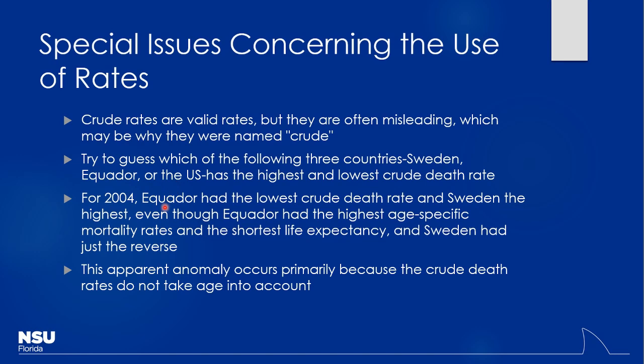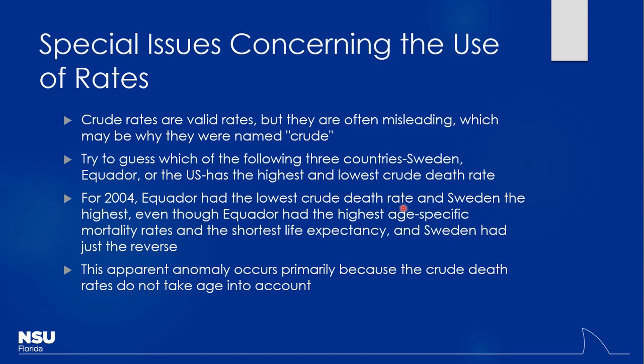So, but in 2004, they actually found Ecuador had the lowest crude death rate. Sweden had the highest. So you guys were completely wrong. Why do you think that is? We got to look at some of the specifics, right? Could maybe be population size, but again, you're just looking at the rates for the entire population, right? We got to start looking at different factors there, right?